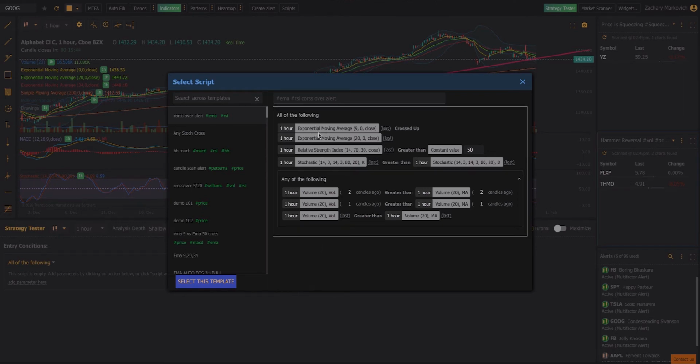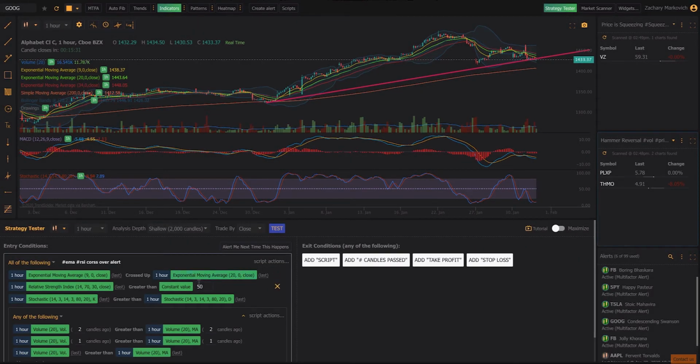This is looking for the EMA crossing up and also RSI being greater than 50, stochastics being bullish, and volume being above the average within the last 3 candles. So we'll select that template. It's going to load those conditions into the bottom left-hand corner of my screen here.